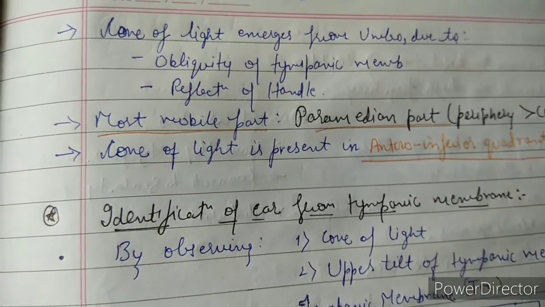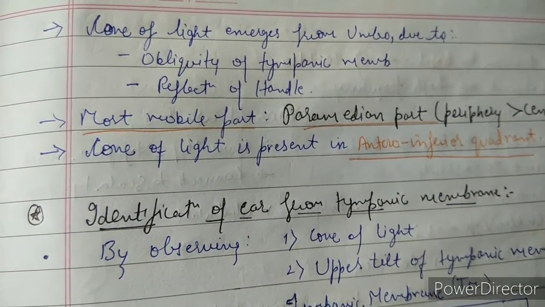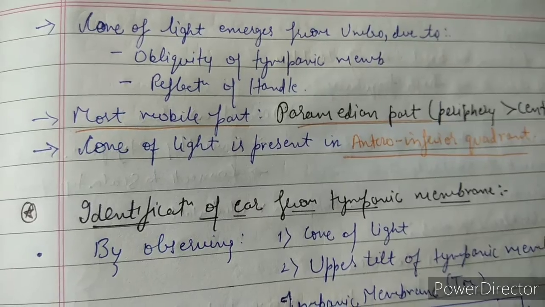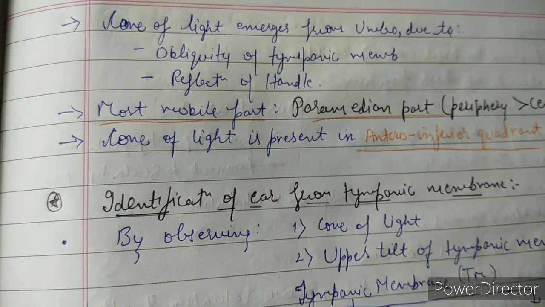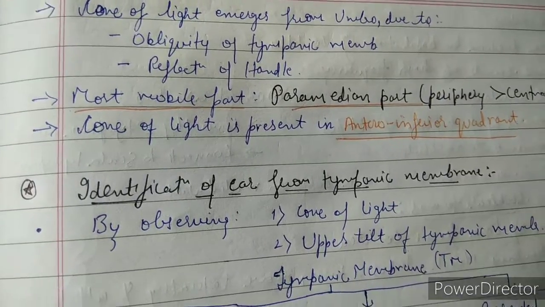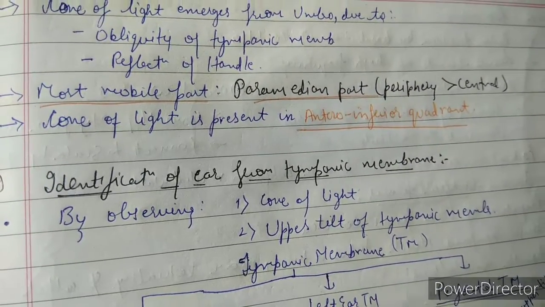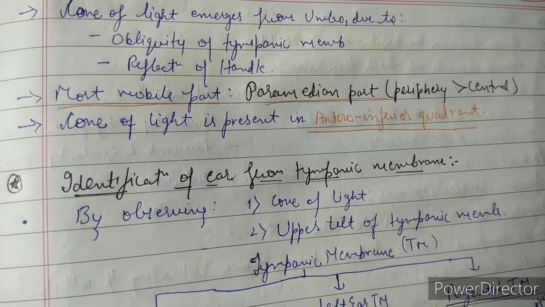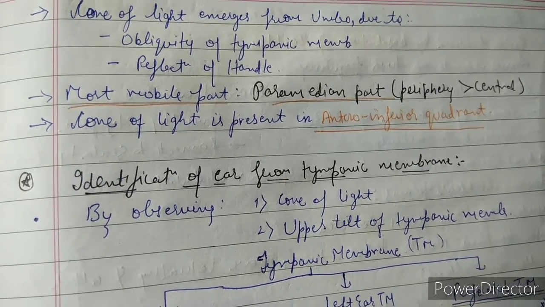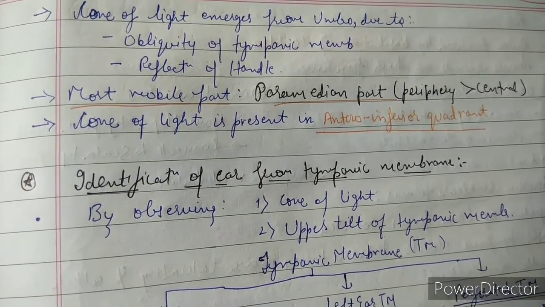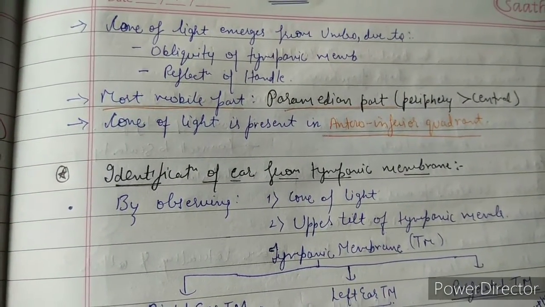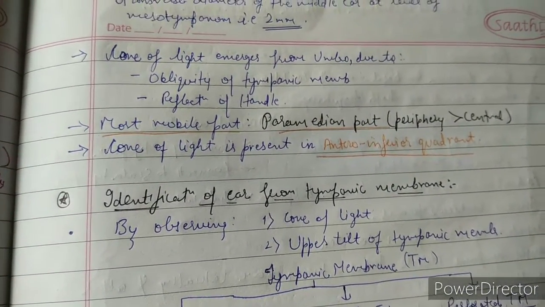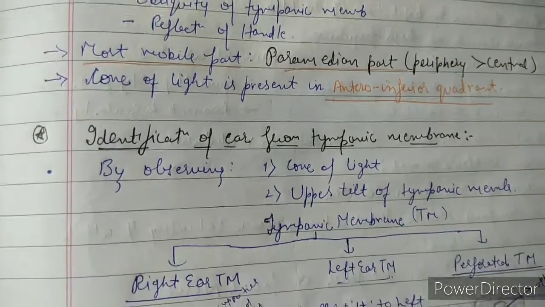Now what is the cone of light? The cone of light emerges from the umbo due to the obliquity of the tympanic membrane, as I have told you, and the reflection of the handle of malleus. Now the most mobile part is the paramedian part. Paramedian part means the peripheral part is more mobile than the central part. The cone of light is present in the antero-inferior quadrant. So guys, it is also asked in so many exams where the cone of light is present. So it is present in the antero-inferior quadrant.